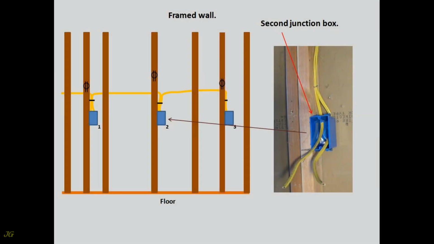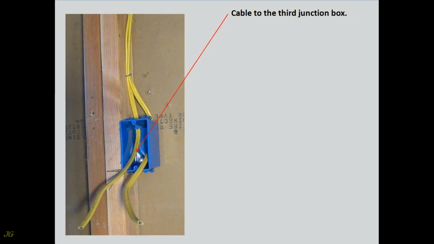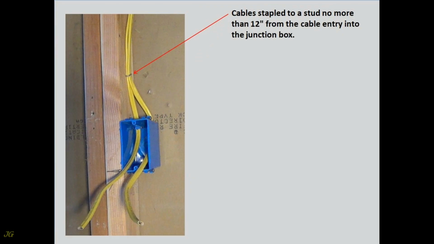Second junction box. Cable from the first junction box. Cable to the third junction box. Cables stapled to a stud no more than 12 inches from the cable entry into the junction box.